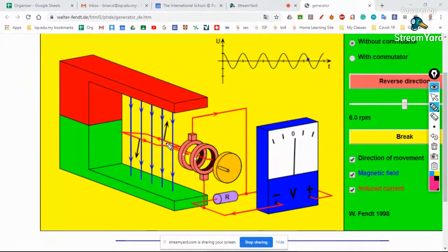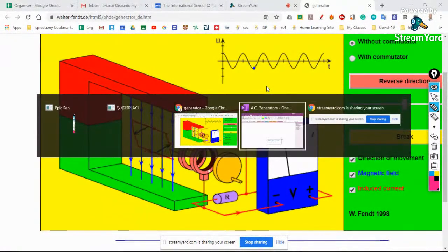And do keep in mind again that all of this is happening because this side of the wire and this side of the wire are constantly cutting these magnetic field lines which pass this way. It's that wire, the coil of wire cutting across these field lines that is inducing the EMF, which induces a current. That's really it. So back to our presentation.